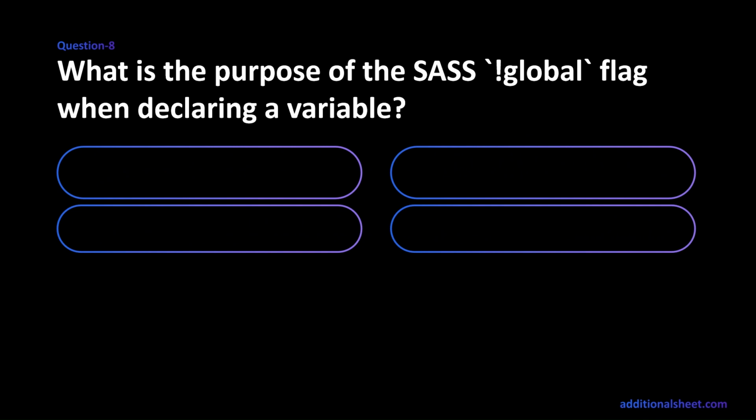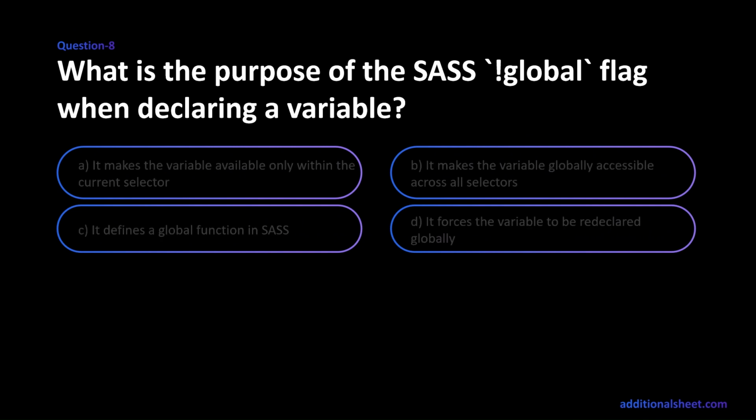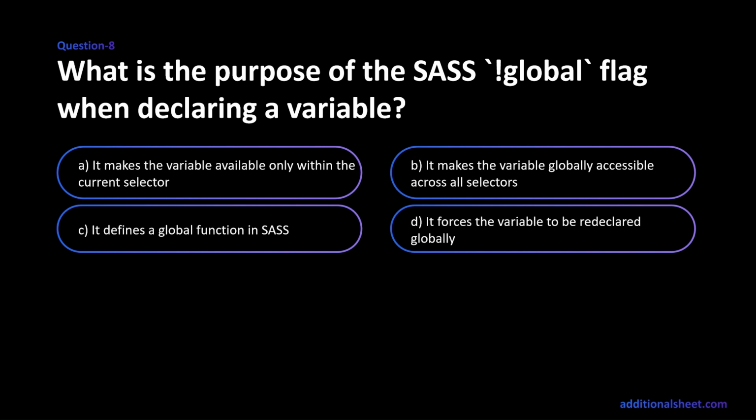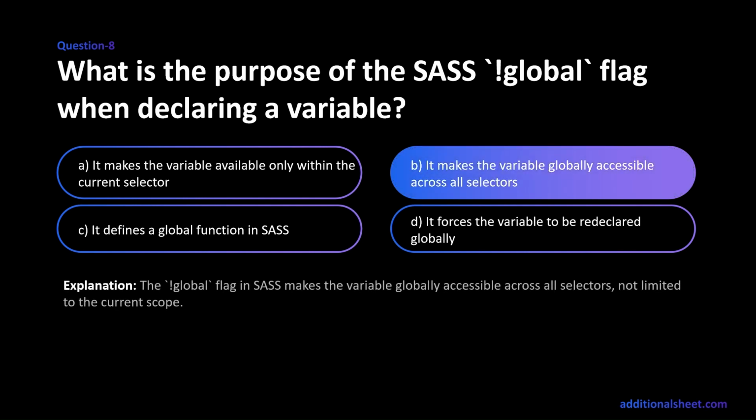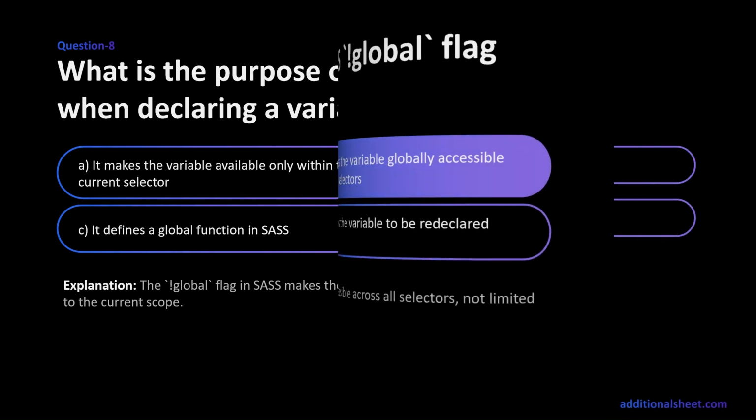Q8. What is the purpose of the SASS !global flag when declaring a variable? Options are A. It makes the variable available only within the current selector. B. It makes the variable globally accessible across all selectors. C. It defines a global function in SASS. D. It forces the variable to be redeclared globally. Correct answer is option B. The global flag in SASS makes the variable globally accessible across all selectors, not limited to the current scope.